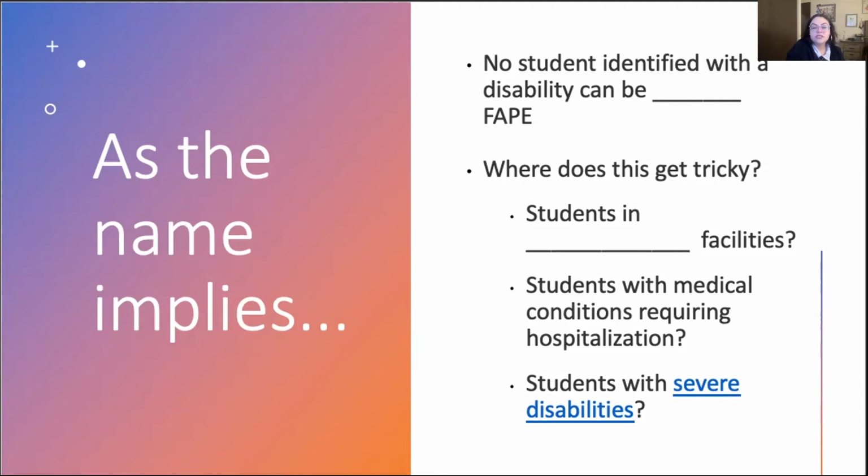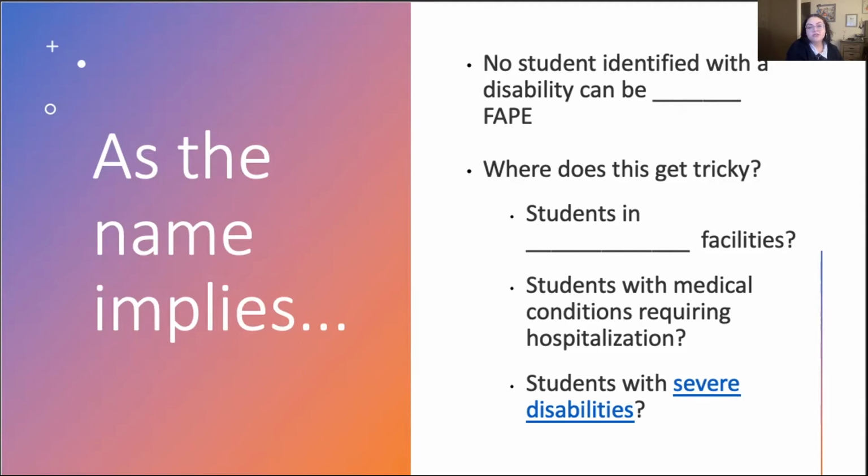It gets tricky. And also, as we look at the next ones, students with medical conditions that require hospitalization, we call these students home or hospital bound. Students with very, very severe disabilities, or even anybody who would be considered to have a severe disability. It gets tricky because education looks different for these individuals. We have to look at it differently than we would look at education for students in your traditional gen ed setting, in your traditional neighborhood school. These students are generally taught in very different kinds of settings and require different considerations.